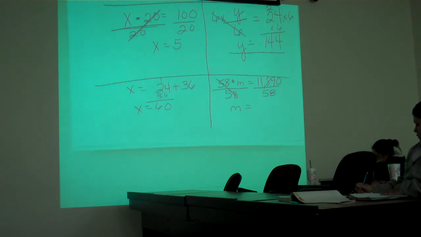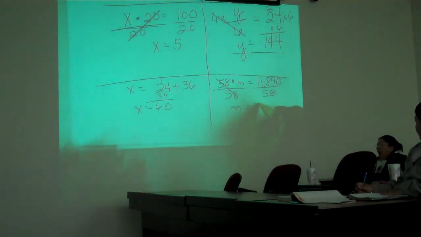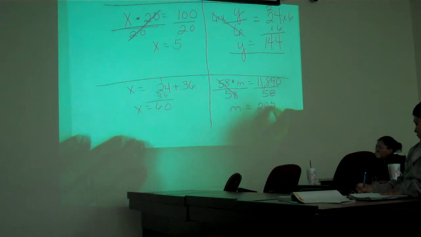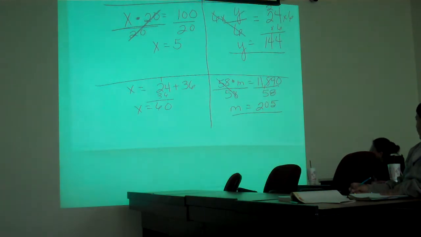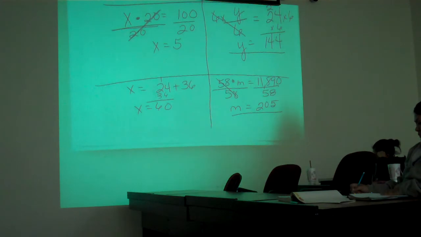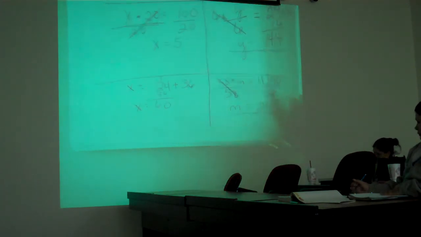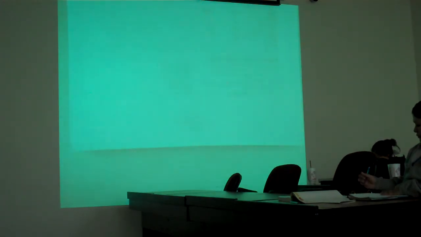Like that. And somebody know what that is? 11,890 divided by 58? Anybody have it? It's 205. Okay. So 58 times 205 is 11,890. Okay, now we'll go ahead to 1.8, if there's not any questions on 1.7.